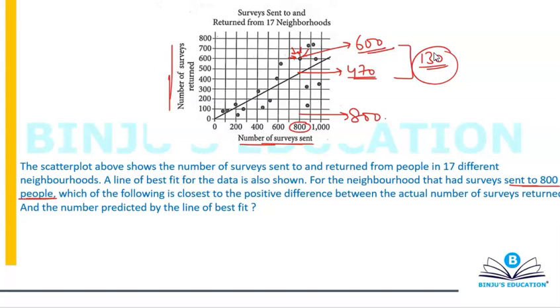And do not mark 150 because this line is a bit above 450. This is not exactly in the center of 400 and 500. So your answer should be close to 130, 140, not exactly 150.